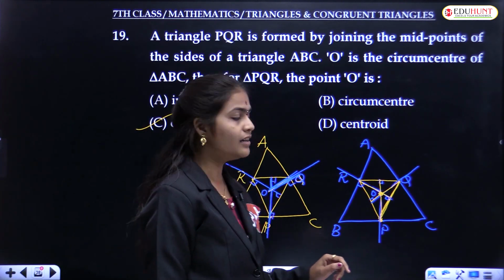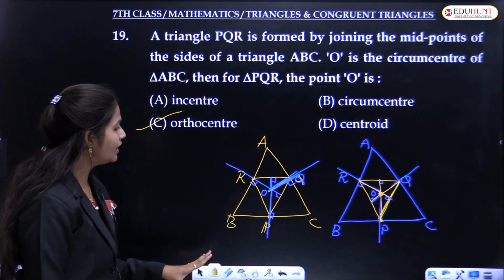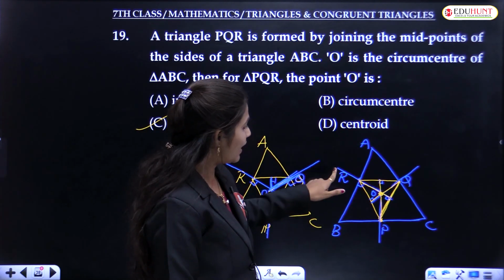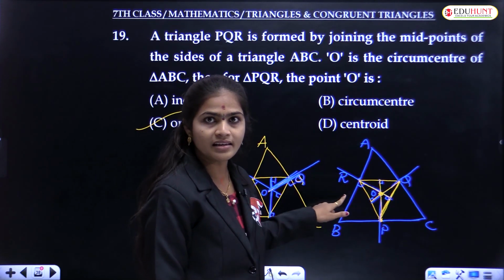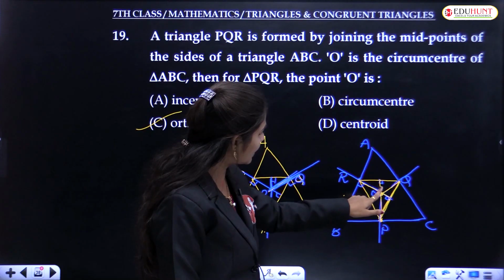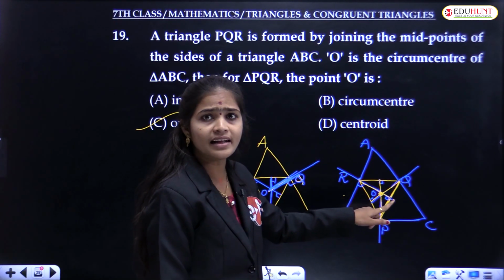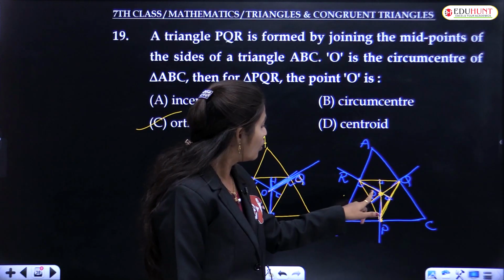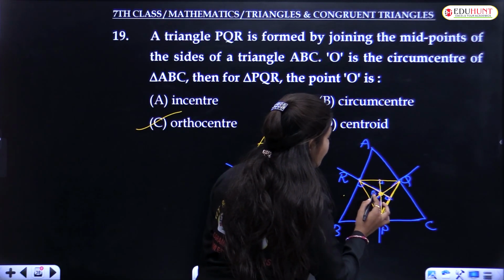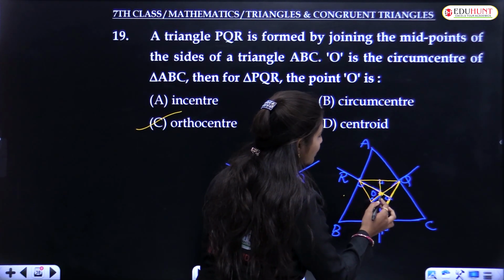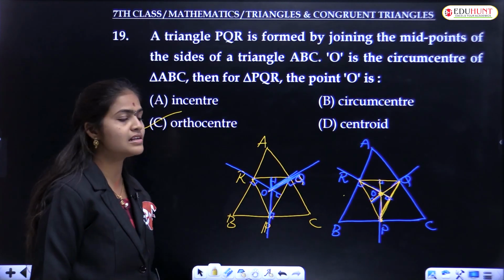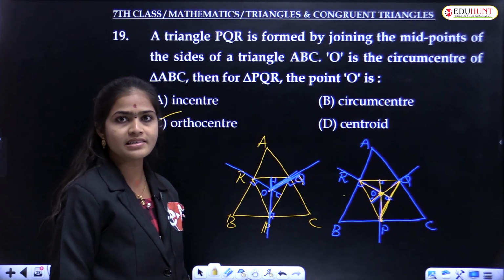Is it clear, children? So observe the diagrams carefully. Blue is related to the circumcenter, and the yellow color, what I drew here, is related to triangle PQR. So that point O, the circumcenter, becomes the orthocenter. For that variation only I used the colors like that. I hope you understand this one.